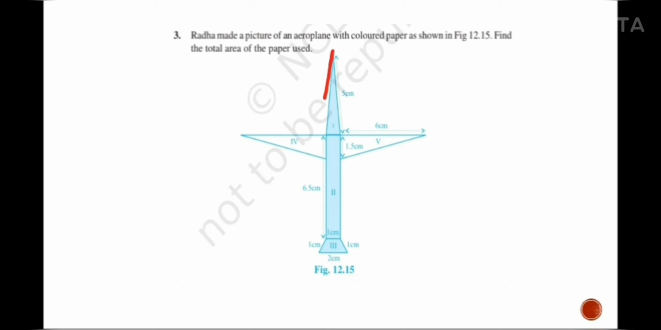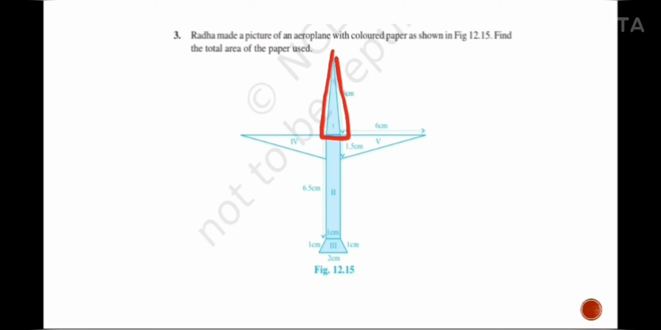So first of all, you will find the area of these 5 parts separately and then you will add them, so that you can find the total area of the paper used to make this aeroplane. So let's start with the solution. First of all, we will find the area of part 1.